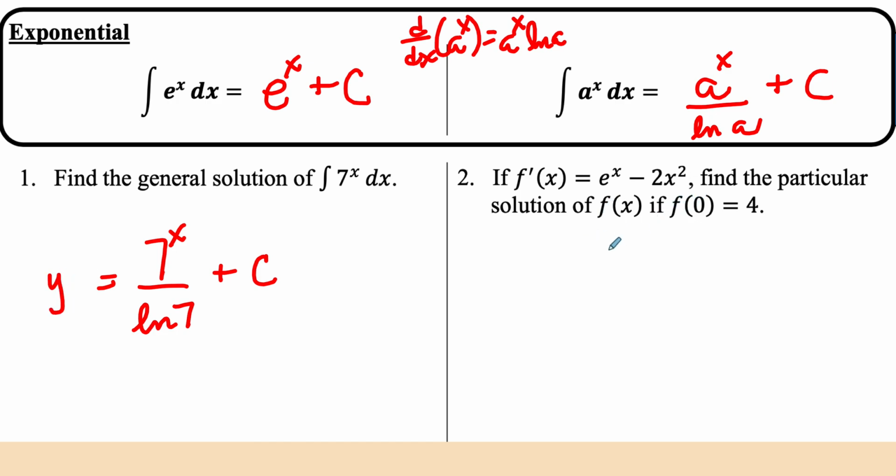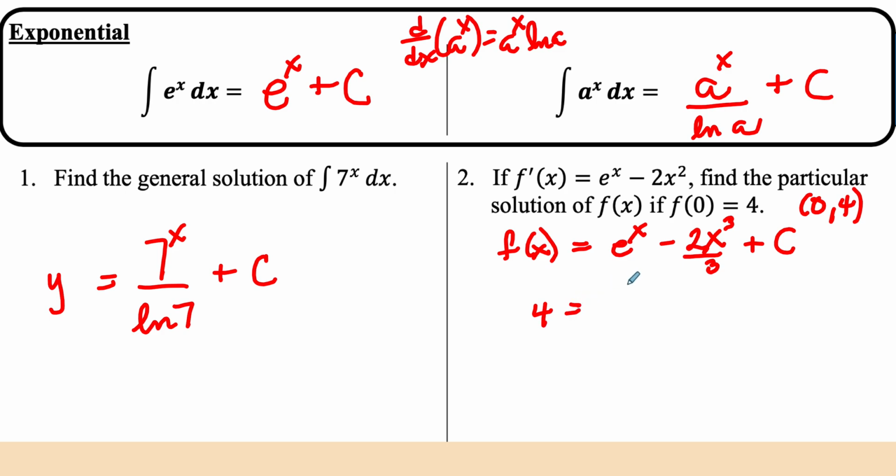Now let's go ahead and find the particular solution. So let's find the general first, f of x. So the antiderivative of f prime of x is f of x, and it'll be e to the x. And then I'm going to use my power rule, minus 2x, up the power, 3 divided by 3, plus c. All right, now I have a value here. I know that when x is 0, y is 4. So my y is 4, and then this is e to the 0 minus 2 times 0 cubed over 3 plus c.